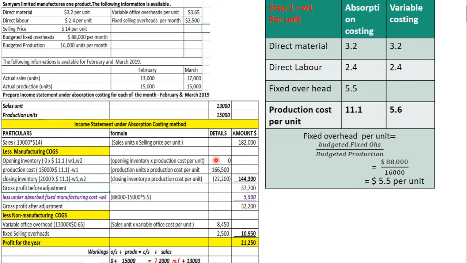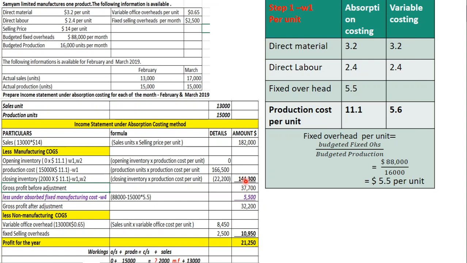Remember the formula of COGS: opening stock plus production less closing stock. So this gives you the answer as 144,300, which is your COGS. So when you deduct it from your sales, you get your gross profit before adjustment. So far we have understood.